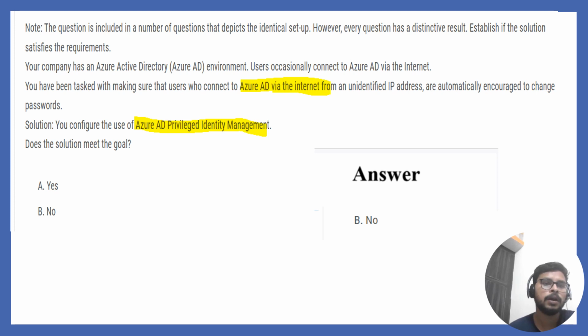Next, in this scenario, they have asked: your company has an Azure Active Directory environment, and your users occasionally connect to Azure AD via the internet. You have been tasked with making sure that users who connect to Azure AD via the internet from an unidentified IP address are automatically encouraged to change their passwords. So you have recommended to configure Azure AD Privileged Identity Management. Will this meet the goal? No, it will not.